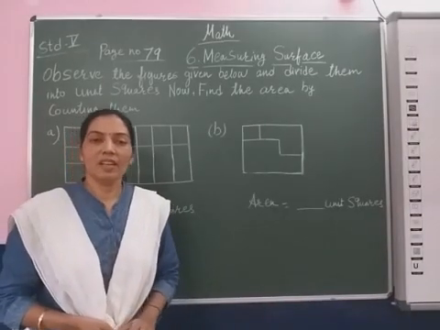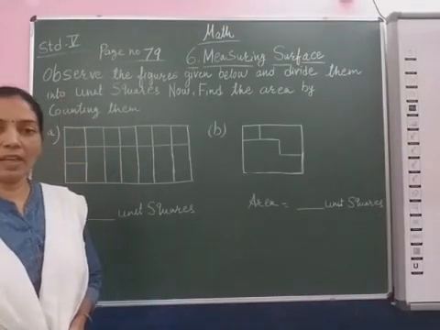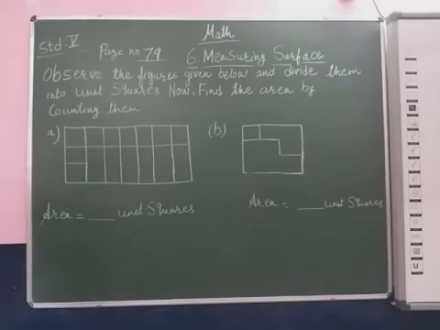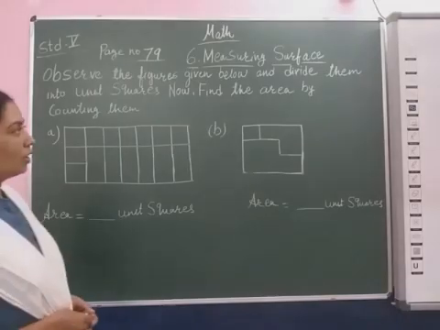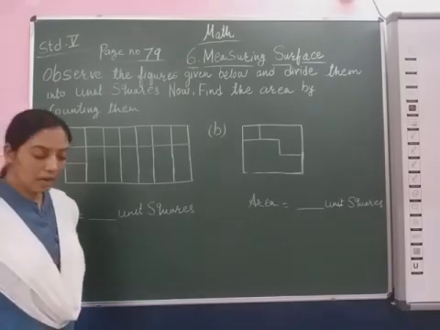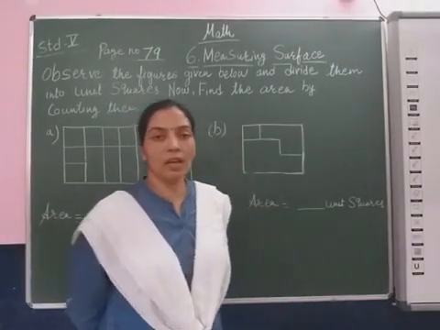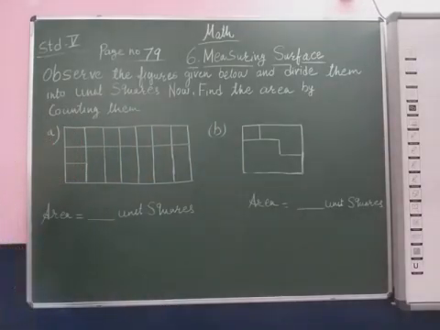Now students, this is a question from your textbook page number 79. Observe the figures given below and divide them into unit squares. Now find the area by counting them. So here we have to do two tasks. First we have to divide into square units.